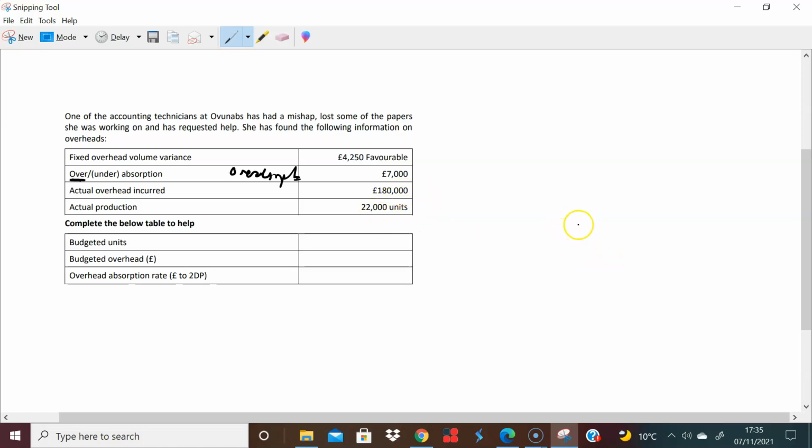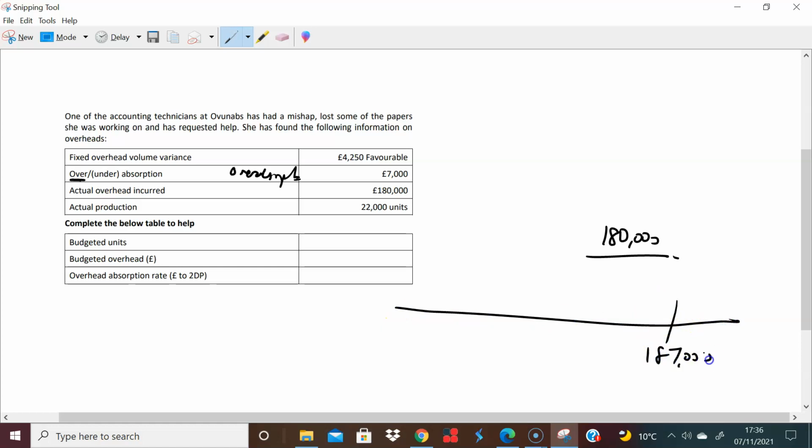So what's happened here is that the actual overheads you've incurred are 180,000. The question is telling us, if you remember how we used to do this, that we have currently over absorbed. So in our system, due to our very interesting accounting, we have put in an extra 7,000 too much. So the question here is, what have we put in? We have put in 187,000, because what actually happened was 180,000, but we have put in an extra 7,000.